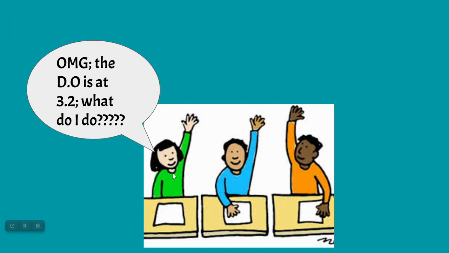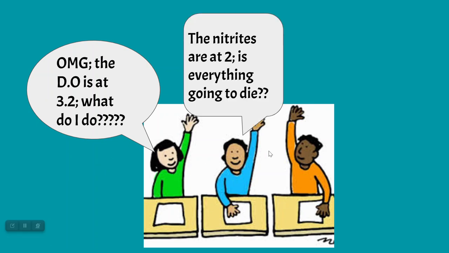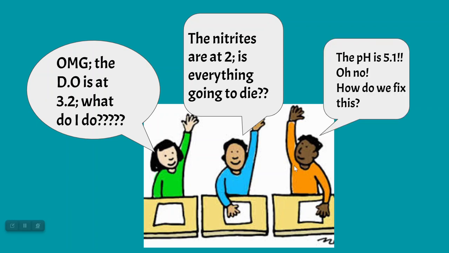Okay, so if we imagine that we have students in the classroom who are looking at the results of our tests, which is what we always want to do, we want to look at the results and think about what that means to us. So if this person in green says the dissolved oxygen is at 3.2, what do I do? This guy says the nitrites are at 2. Is everything going to die? Because that's outside of our normal range as well. And finally, the pH is 5.1. How do we fix it?